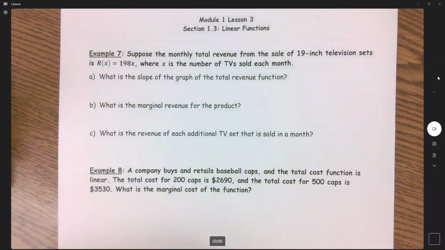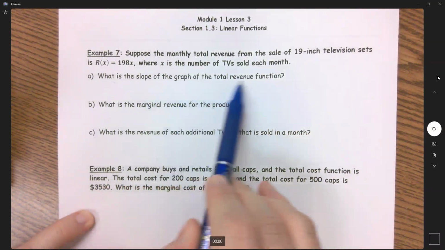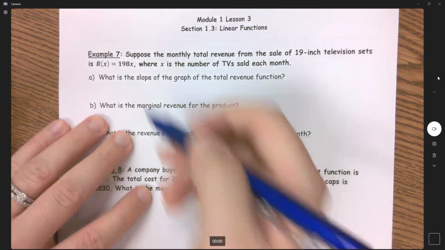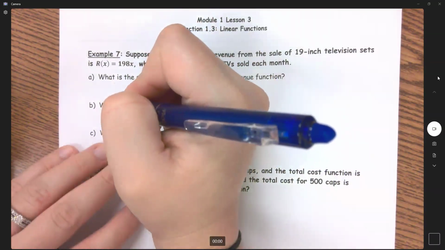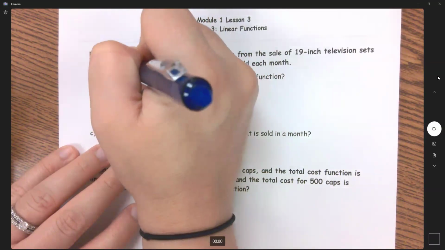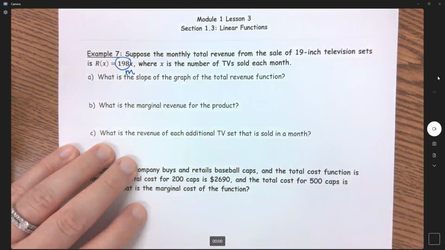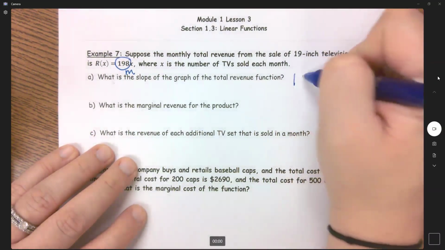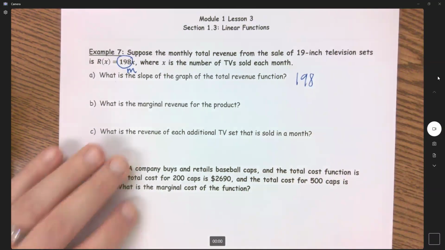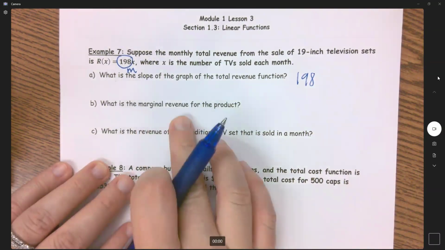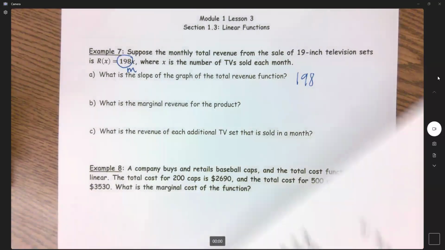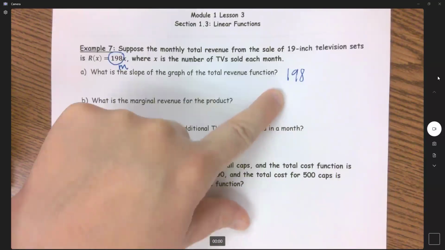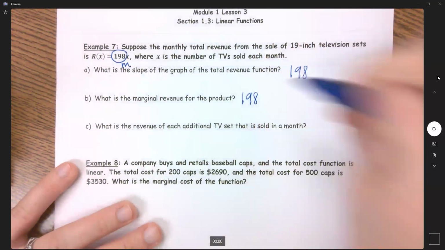But anyways, okay. So A, what is the slope of the graph of the total revenue function here? My slope is, again, whatever's in front of that x. So here is my m. So what is the slope? It is 198. So then what is the marginal revenue? We just said on that other page that marginal revenue just simply means slope.